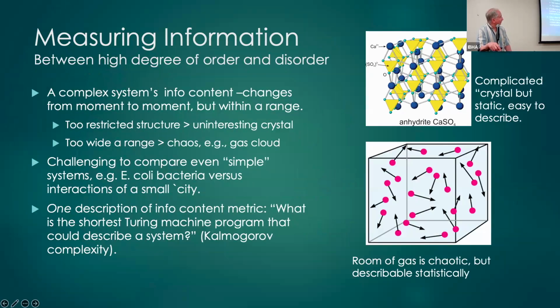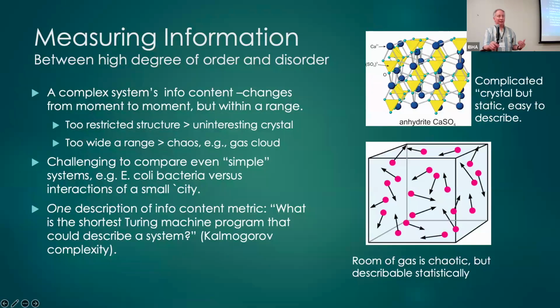So in measuring its content, you can imagine that if it's a very restricted amount of information, then you have things like crystals, which are not very interesting. And at the opposite end, you have things that are not really relating to each other in any way except by collisions and so forth. That's like a room full of gas, which is chaotic. So the information content of a complex system lies somewhere in between the strict crystalline structure of minerals and diamonds and so forth, and the extreme lack of relationships that occurs in a nebula or a room full of gas. We have to use statistics to say just some general things about it.